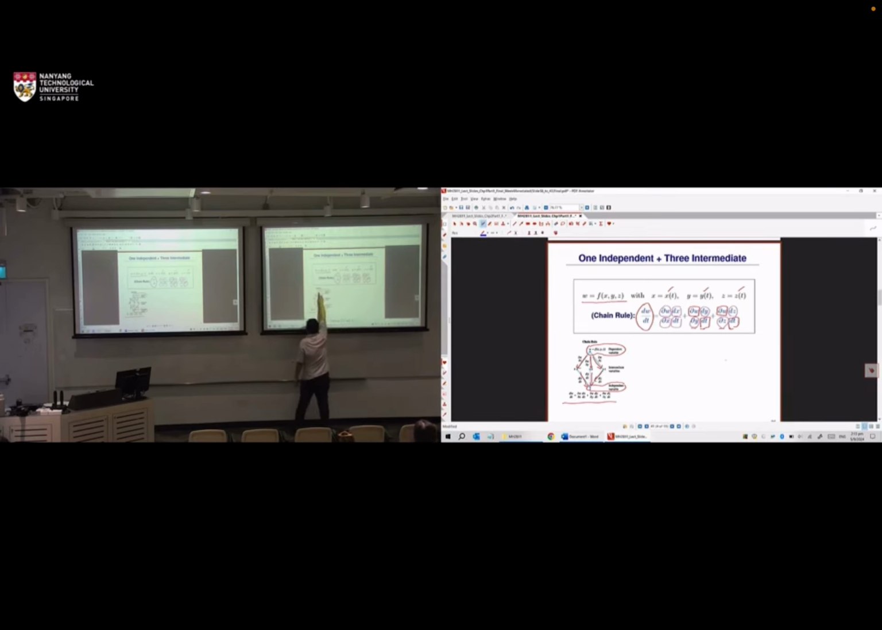And then you have to move the arrow. Del w, you move here, del w, del x, dx, dt. Del w, del y, dy, dt. Del w, del z, dz, dt. You move it down, it's multiplication. You move it down, multiplication. You move it down, multiplication, add up. Because it's partial derivative, you need to add up everybody's effect. So you add up, because it's partial. One independent, three intermediate.